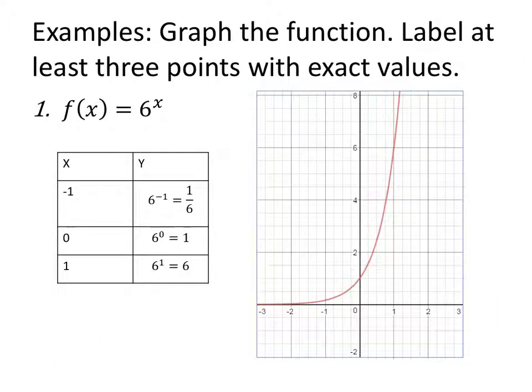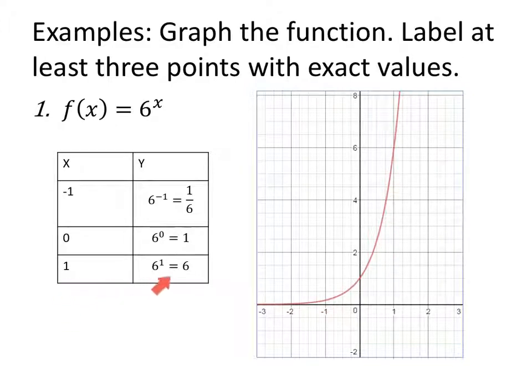Alright, so let's graph some and see what's going on. We're going to label at least 3 points with exact values, so no decimals here, exact values. We'll just suck it up and deal with fractions. If f of x equals 6 to the x, I get to choose my x values. They're independent, so I'm going to choose an x value of -1. 6 to the -1 is 1/6, so I'll have the point (-1, 1/6). An x value of 0, 6 to the 0 is 1. Anything other than 0 raised to the 0 power is 1.